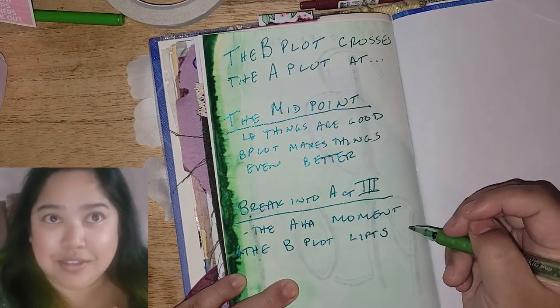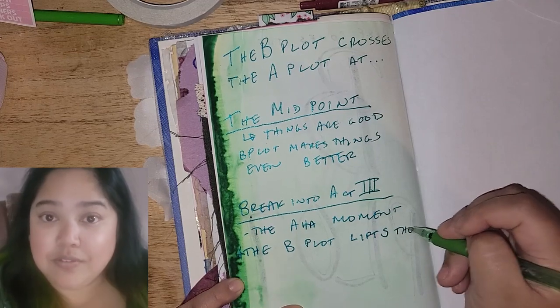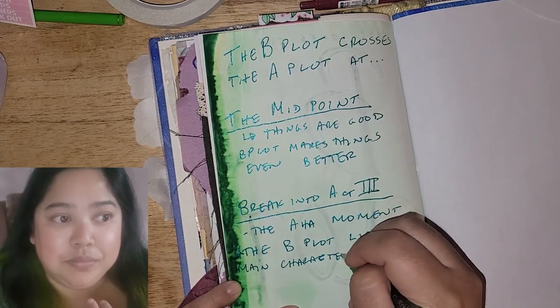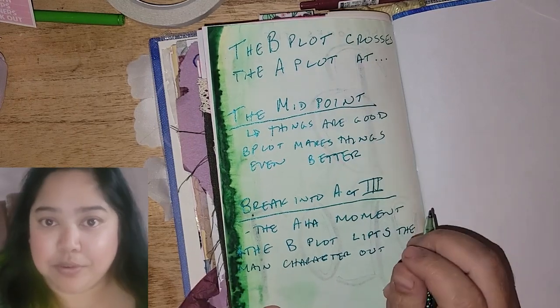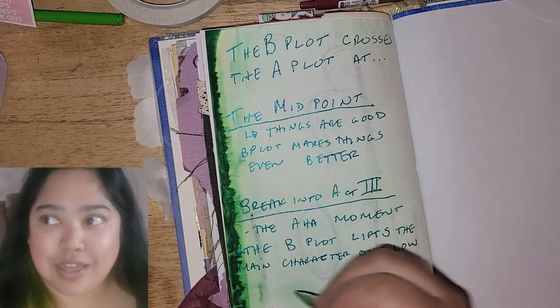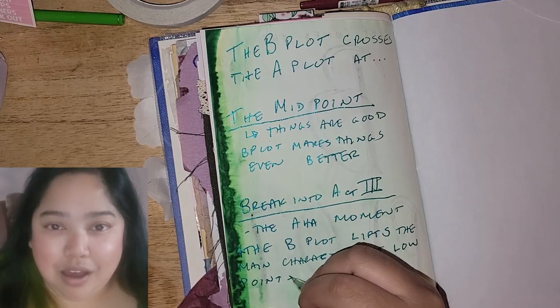Maybe they cross paths physically with the actual person involved in the B plot, or they're just thinking about that person, or they're thinking about the B plot in general. And that is how they have the aha moment.